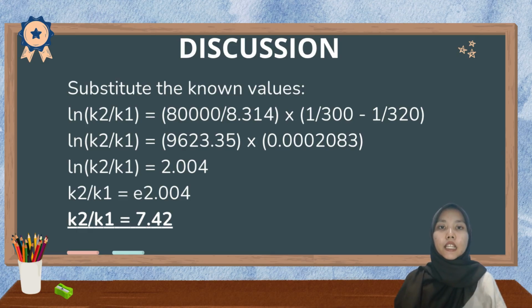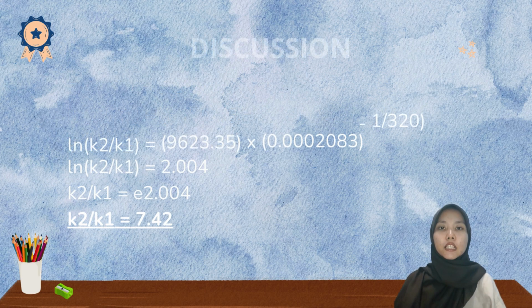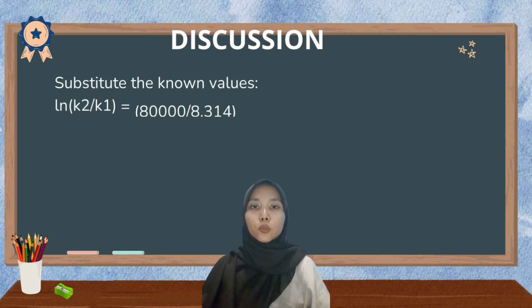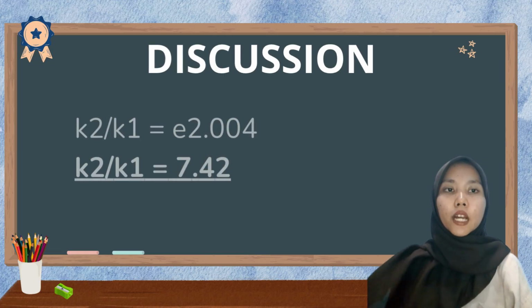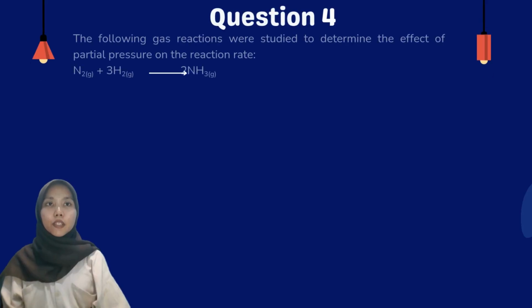multiplied by (1/100 minus 1/320). This becomes ln K2 over K1 equal to 9623.35 times 0.000283. Then ln K2 over K1 is equal to 0.004. Now we calculate K2 over K1 equal to e to the power of 2.004, and that gives us K2 over K1 equals 7.42. Then we have question 4.